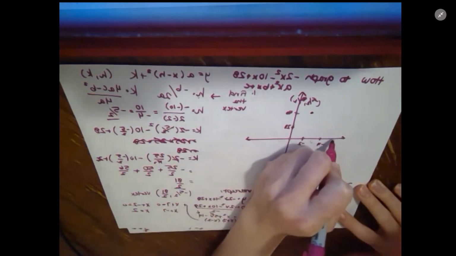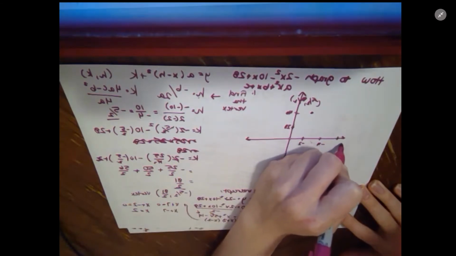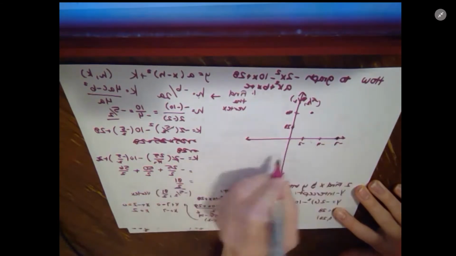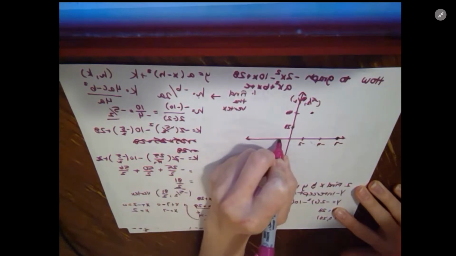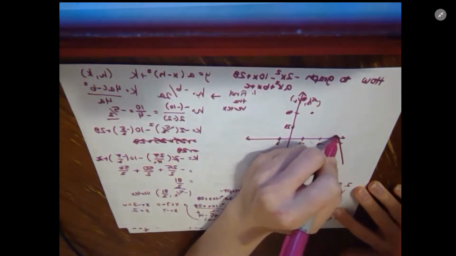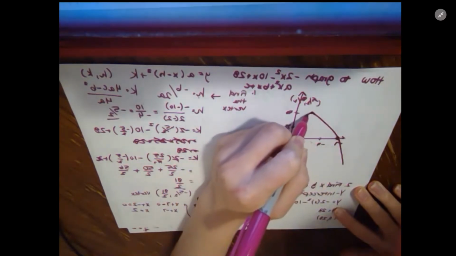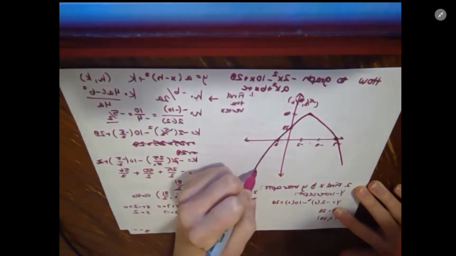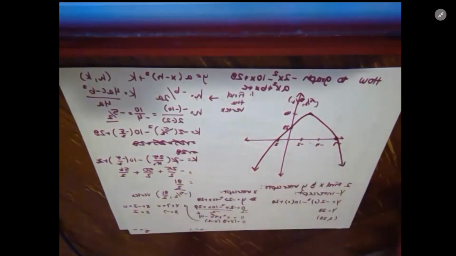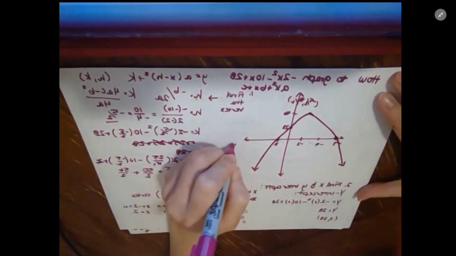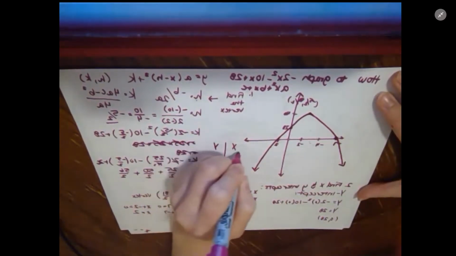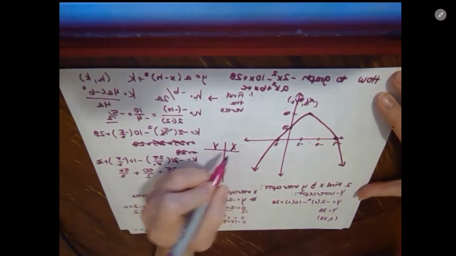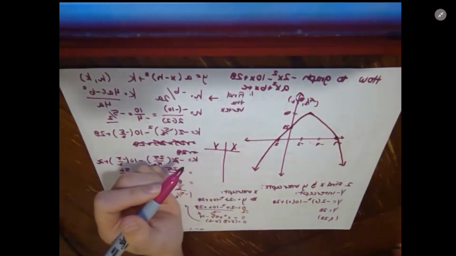So negative 7 is roughly over here, and positive 2 is roughly here. And then you just connect your dots. If you need more dots than this for your equation, you can create a t-chart of x and y values and just start plugging in values for x to get values of y.